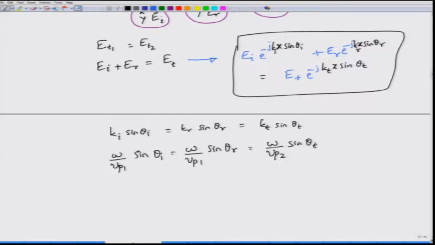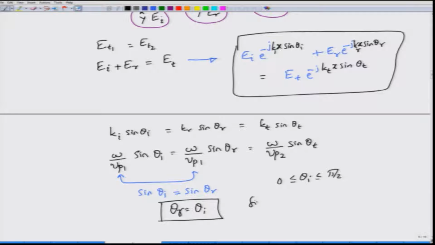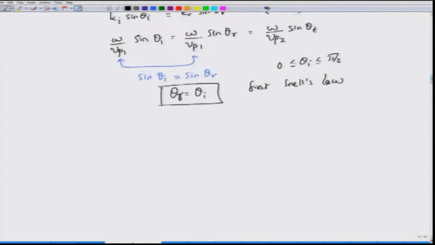Now, take the first two equations. In the first two equations, you can see that omega by Vp1 on both sides will cancel. So, what you get here is sin theta I equals sin theta r, and because your theta I and theta r are between 0 to pi by 2, you are looking at two quantities whose signs are equal and the angles are between 0 to pi by 2. The only condition that will be valid is when theta r equals theta I. So, this is your first Snell's law, correct. First Snell's law, which says that angle of reflection is equal to angle of incidence.